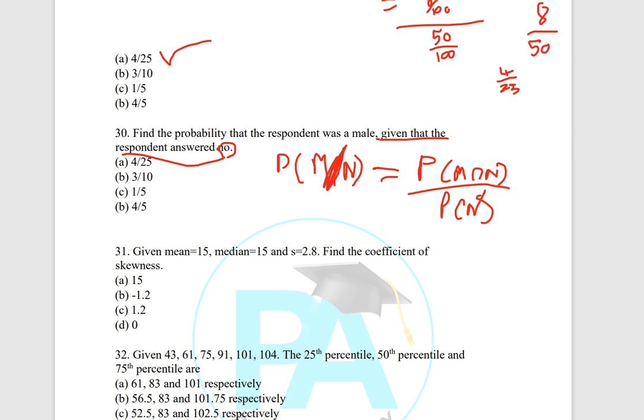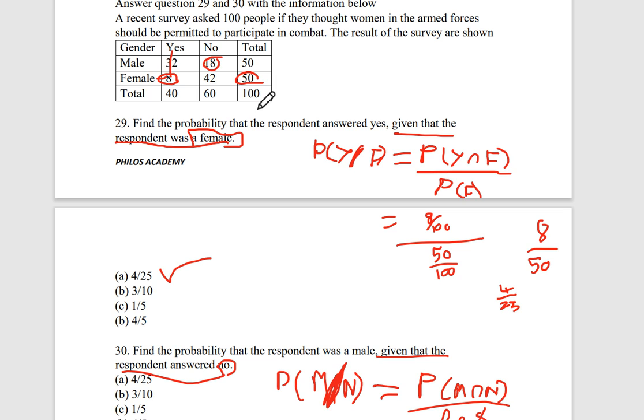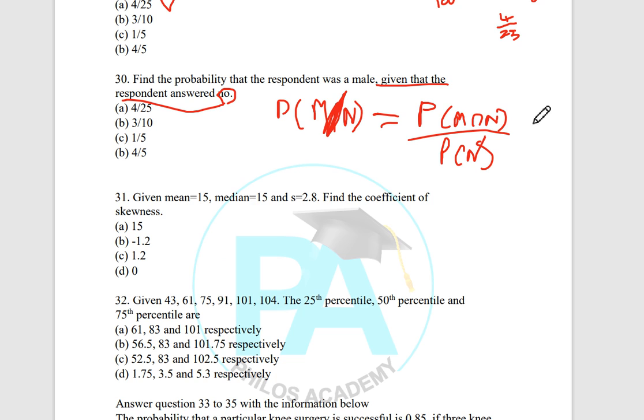Okay, so let's check male intersection no. Male intersection no is 18. So the probability of male intersection no is 18 over 100, isn't it? There was a total number of no's. The total number of no is 60. So the probability of a no is also 60 over 100, isn't it? So the answer is going to be 18 over 100 divided by 60 over 100.